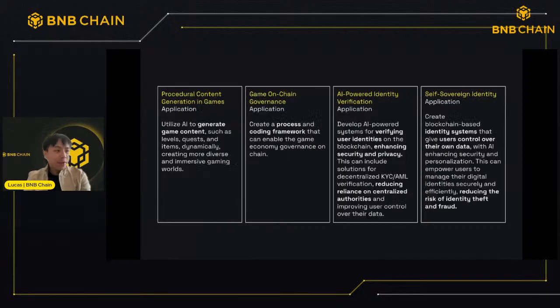Moving on to the next four challenges, we have procedural content generation in games. And imagine you want to create a game world that evolves dynamically, but manual content creation is time-consuming and limits scalability. This is a very interesting project where you can use AI to generate game content. Game on-chain governance, this is pretty straightforward. It is to allow users to have a say in game economics and rule changes.